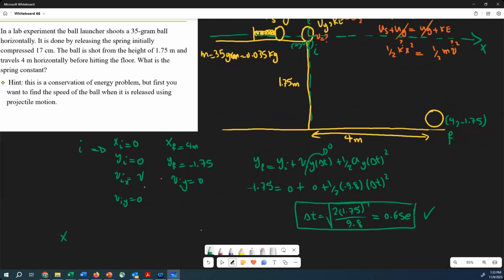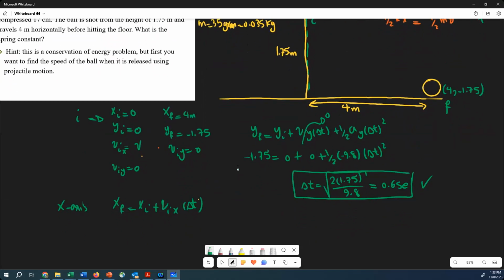In the x-axis, I can use this formula: xf equals xi plus vix delta t, yep? Because there is no acceleration, I don't write the acceleration part. I just write the first two terms. What is the xf for? What is the xi? 0. What is the initial velocity in the x-axis? V, yes? What is the time? 0.6.